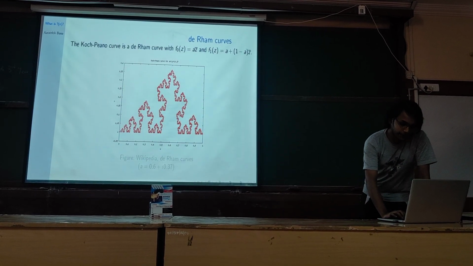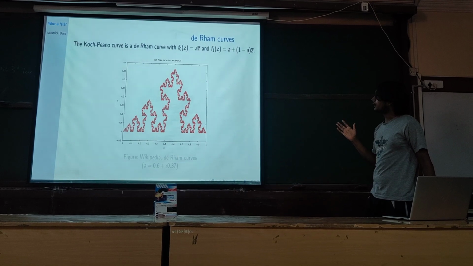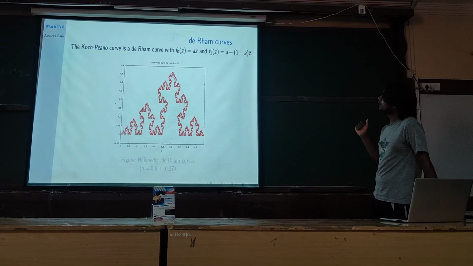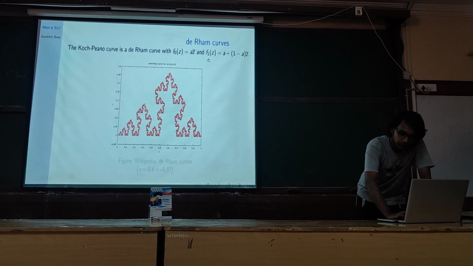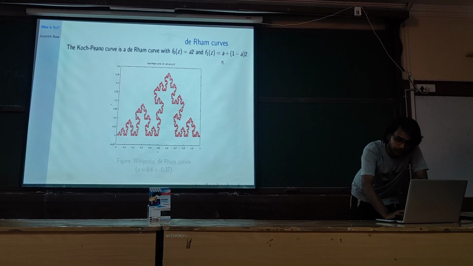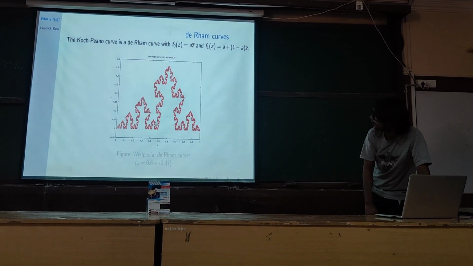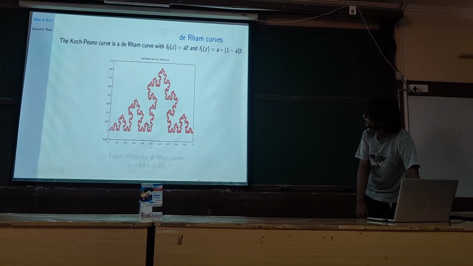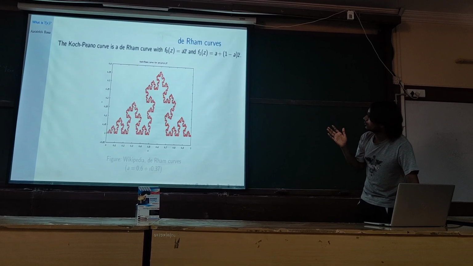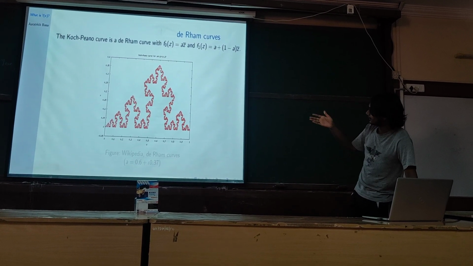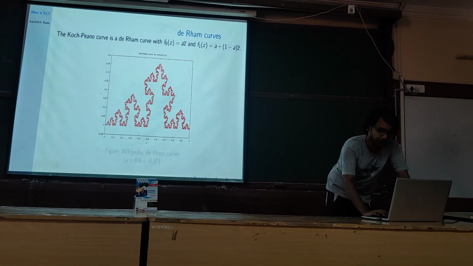So what you can do is actually identify both of these fractals with a wider class called the Koch-Peano curves. These are the Dirac curves generated by f0(z) equals a z-bar and f1(z) equals a plus (1 minus a) z-bar. And this is the curve for parameter 0.6 plus i 0.37. And you can actually get the Koch snowflake and Peano curve as figures here using certain specific values of the parameter a.